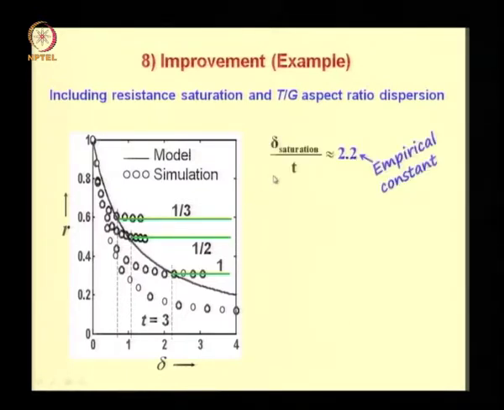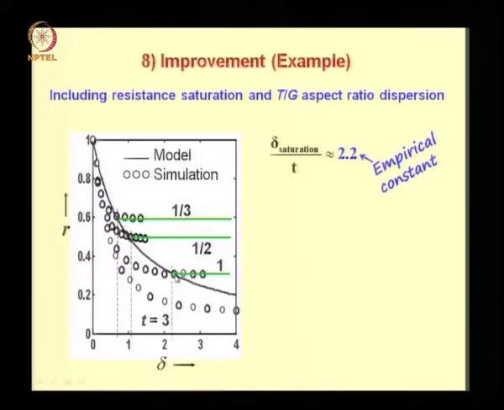You can come up with an empirical condition for this saturation. The value of delta beyond which the resistance saturates, normalized to the value of T, is approximately equal to 2.2. This is an empirical observation. Let us check how we get this. For T equal to 1, you find that the resistance saturates beyond delta equal to about 2.2.